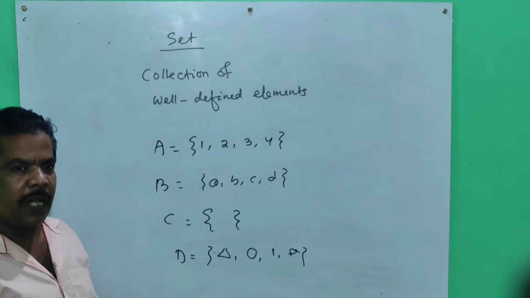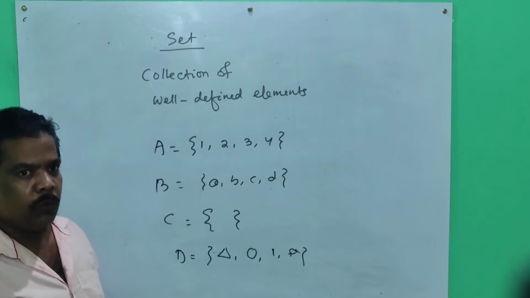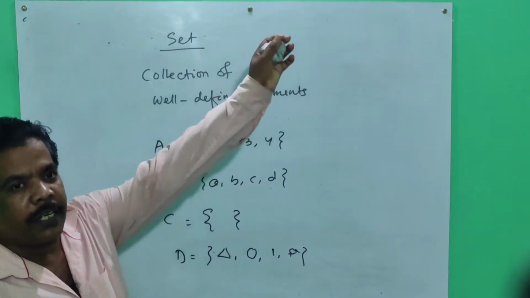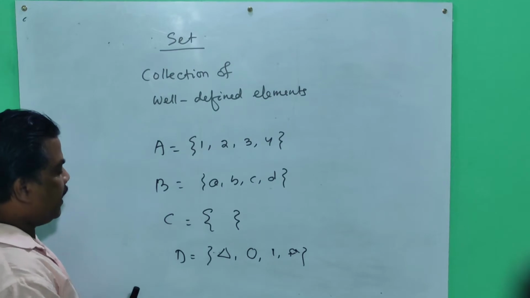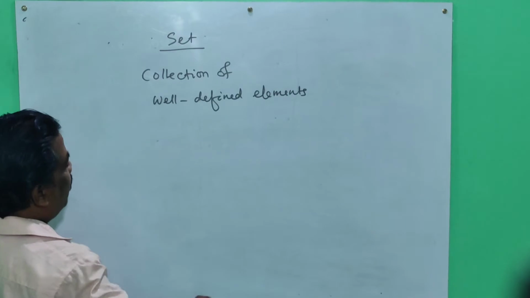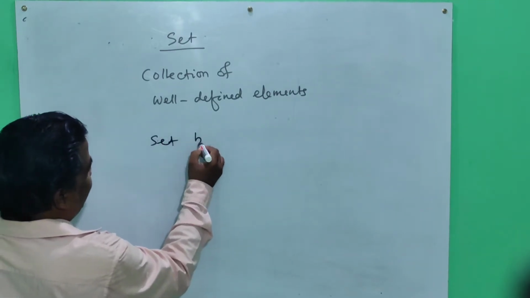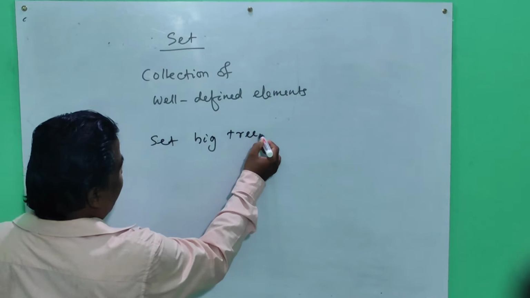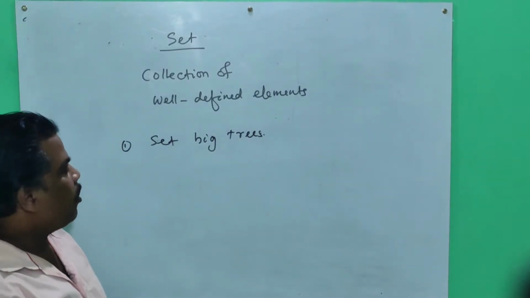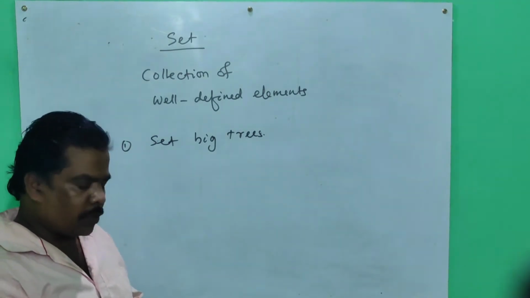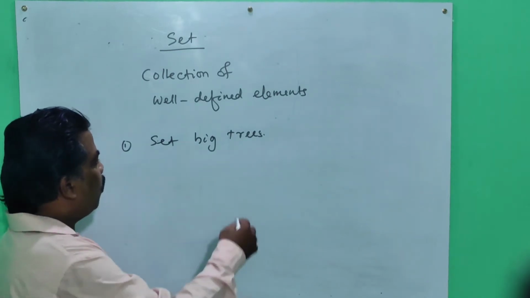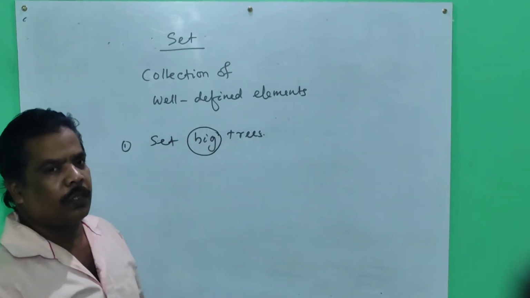So if you say a set, that means the elements must be well defined. If elements are not known to us, we cannot say it is a set. Let us take an example. Suppose we say the set of big trees. Here the elements are not defined. Which tree is a big tree? Which tree is a small tree? The word big is not well defined, so we are in confusion.